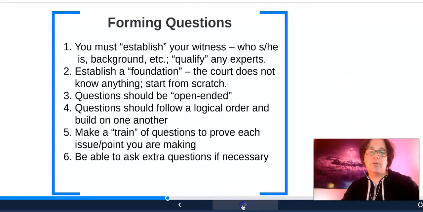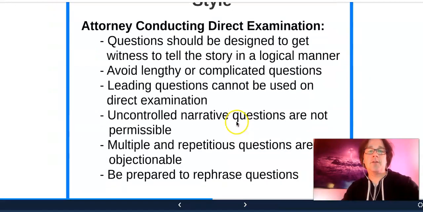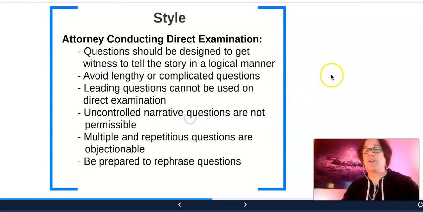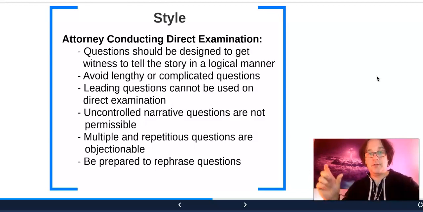Okay, so when it comes to your style as the attorney conducting the direct examination, the questions, again, should be designed to get witnesses to tell a story in a logical manner. So try to avoid lengthy or complicated questions. It's much better to ask multiple short but very clear questions rather than long, complicated questions.